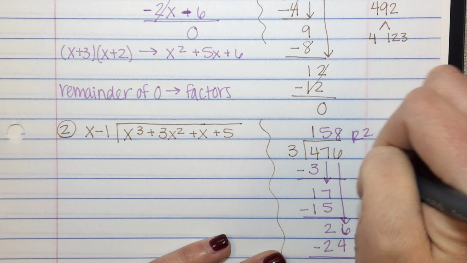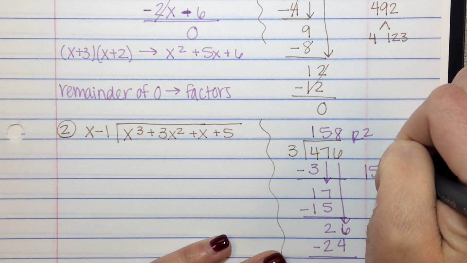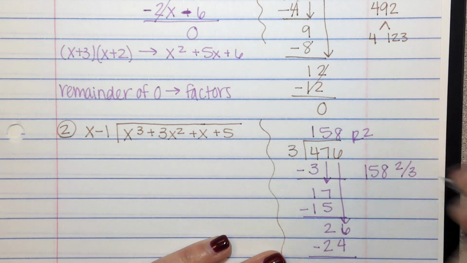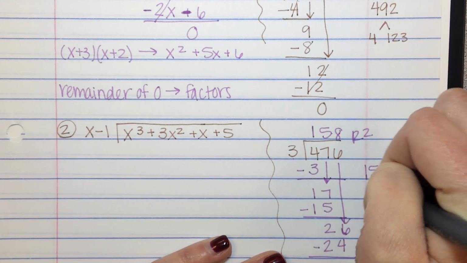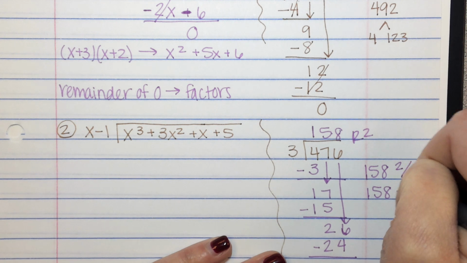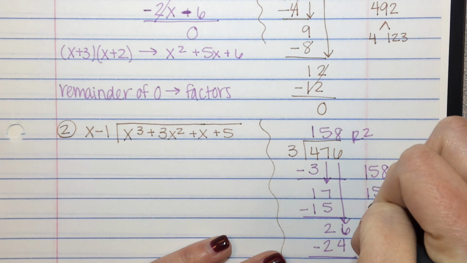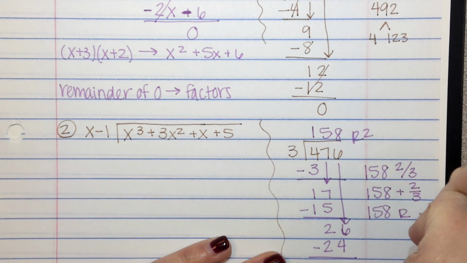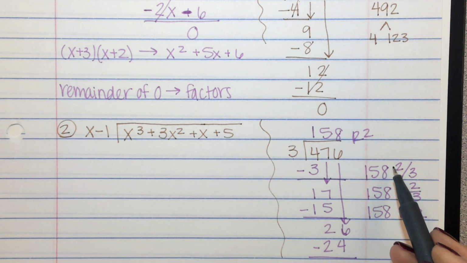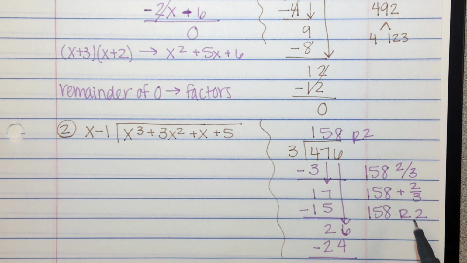Or it could be written as 158 and 2/3, or 158 plus 2 over 3, or just 158 remainder 2. Those are all different ways to write your answers.